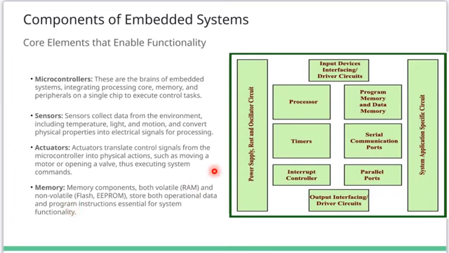So in short, if you are asked to provide information regarding the components of an embedded system, it consists of a microcontroller, memory, sensors, and actuators.